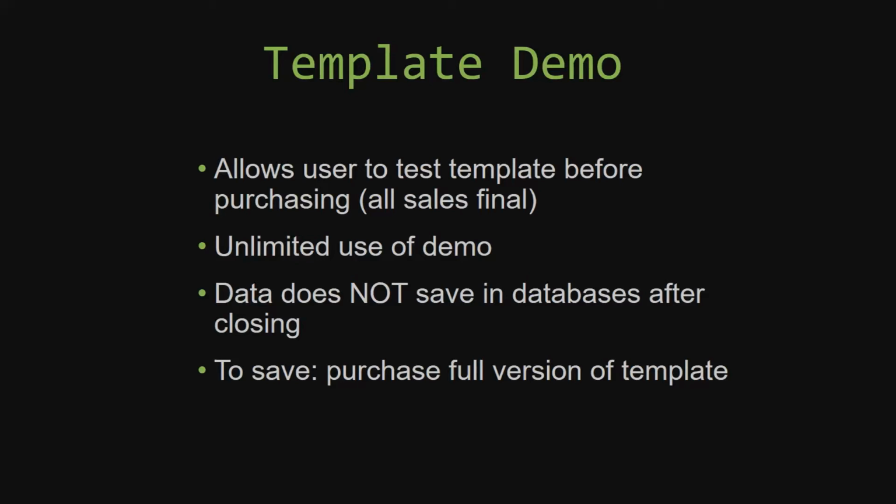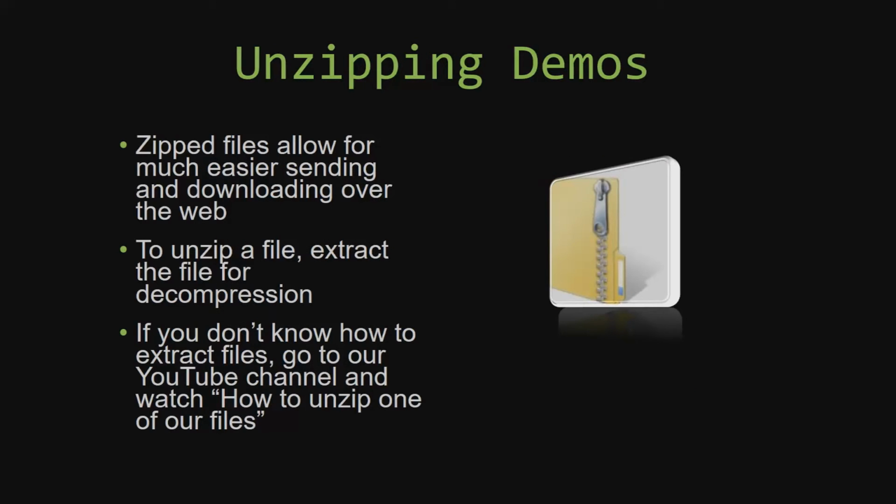Upon downloading a demo for one of our templates, you will have to unzip the downloadable file. Zip files make it much easier to send and download large files over the web. Unzipping a file is a very simple step. All you have to do is extract the file so that you have access to the uncompressed file. If you do not know how to unzip a file, check out our YouTube channel and watch the How to Unzip One of Our Files video tutorial. The link to that video will be in the description of this video. So now, let us get into downloading and testing out one of our templates.